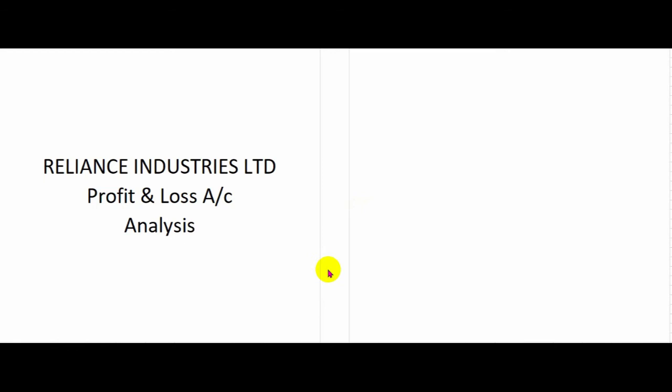Again, it's the same format. I'll be analyzing the P&L account in detail, then the balance sheet and the cash flow statement, and finally the quarterly profit and loss account. So the format is the same as the last video of L&T, Larsen and Toubro. So maybe I'll skip some of the parts and not explain everything in detail again.